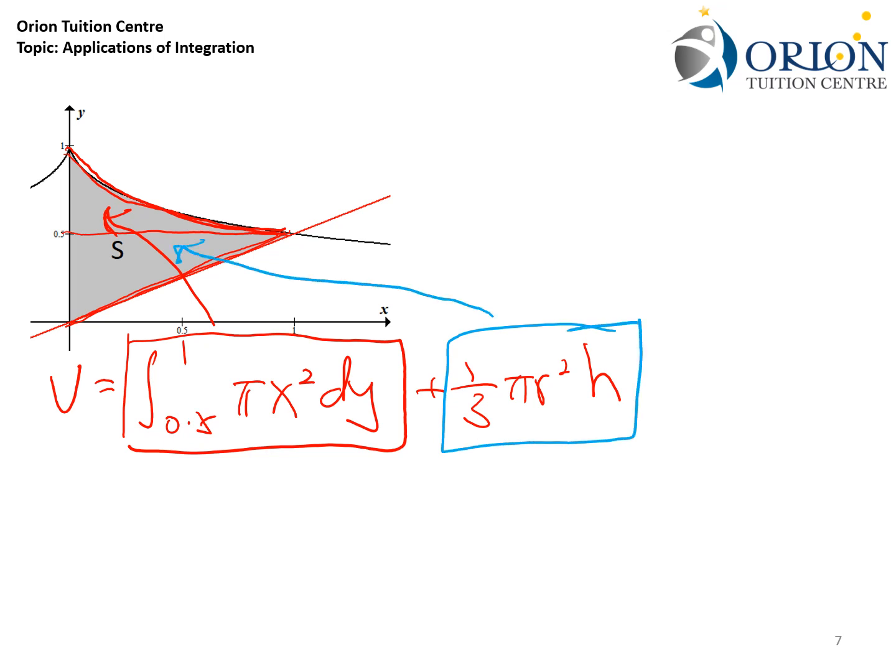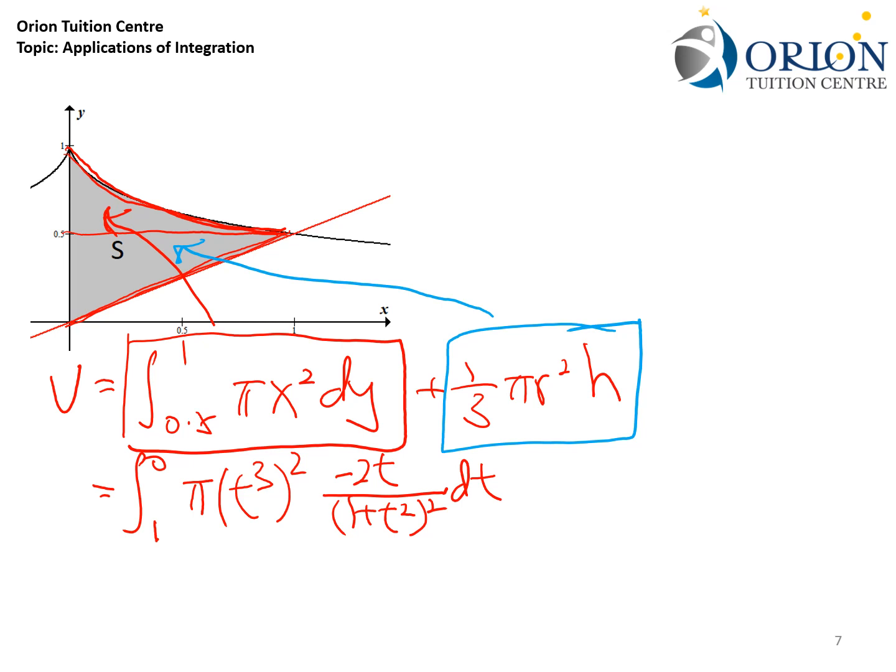Now let's perform the substitutions. When y is equal to 0.5, t will be equal to 1. When y is equal to 1, t will be equal to 0. Pi remains as pi and x becomes t cubed. So (t cubed) squared multiplied by dy, and dy we have to change into -2t over (1 plus t squared) squared dt, plus 1/3 times pi times 1 squared times 0.5.